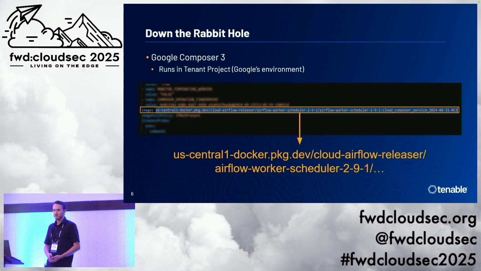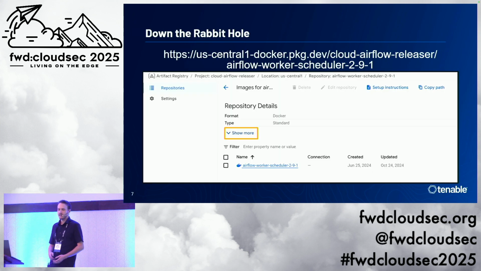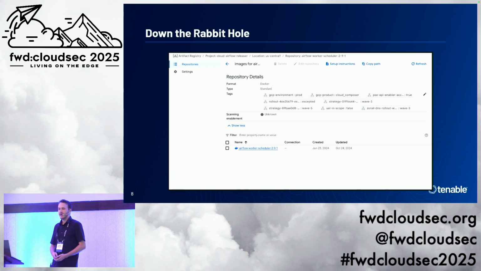This image piqued my interest since I knew that this image was being deployed into Google production environments. So I decided to check it out on Artifact Registry. This is the Artifact Registry UI. And naturally, once I realized that I had read permissions, I wanted to find out as much as I could. So I clicked this Show More button over here. And once you click that button, you find tags that are associated with this image.